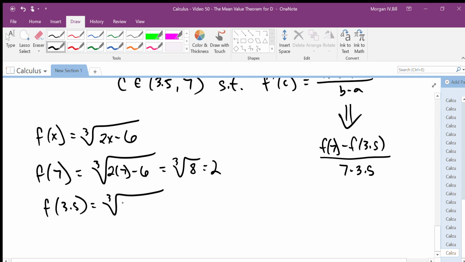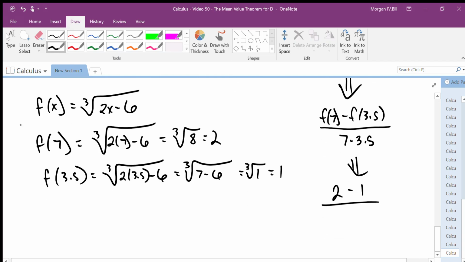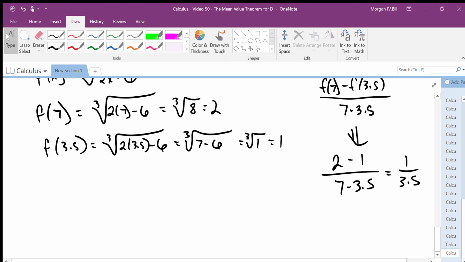What is f of 3.5? That's the cubed root of 2 times 3.5 minus 6. That's the cubed root of 7 minus 6, the cubed root of 1, which is 1. So f of 7 is 2, f of 3.5 is 1, over 7 minus 3.5. That's 1 over 3.5, or if you multiply top and bottom by 2, 2/7.